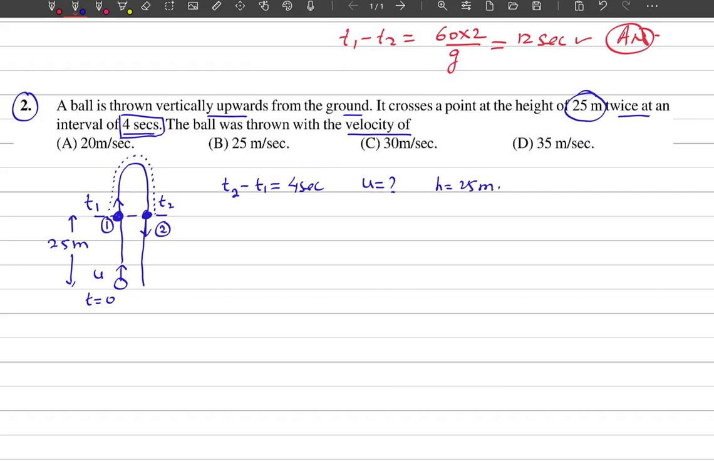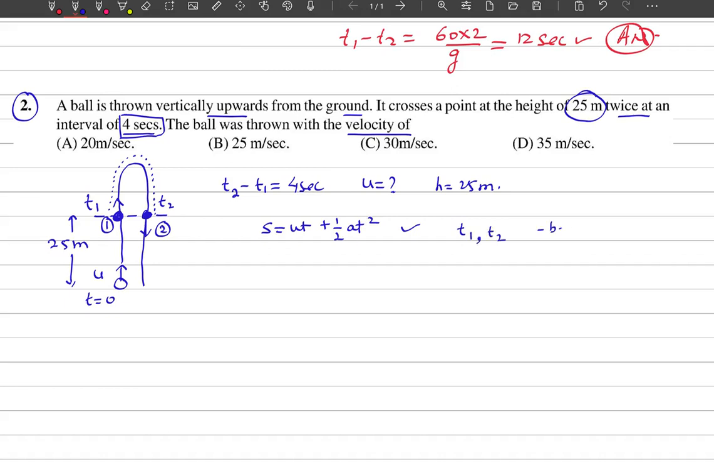So what formula can we use? Again, s equals ut plus half at square, that we have to use. Now in that formula, think as if the question was asked: find the time when the ball is at 25 meter if it is being thrown with speed u. You have to find the time when the ball is at 25 meter if it is thrown with u. In that case, you would be substituting the value of height, 25, and g, and then simplify. It is a quadratic equation, so you will get 2 times t1 and t2.